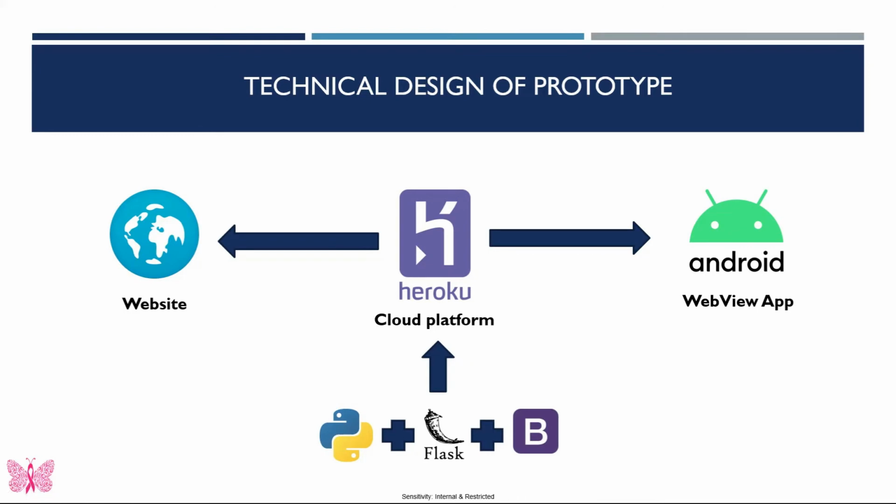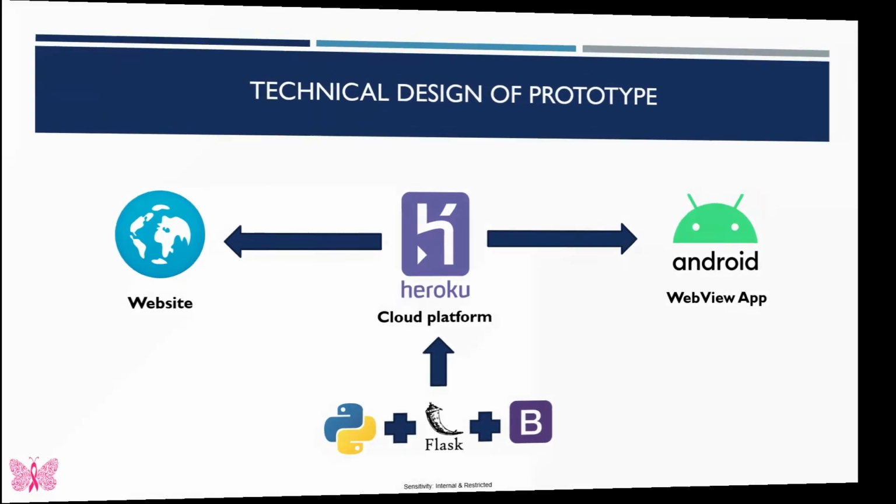Technical design of our prototype. As I already mentioned, we built our backend service in Python with the Flask framework, and the front end with Bootstrap and Jinja. Once we developed our code, we deployed it on Heroku, which is a cloud platform, and exposed a URL from Heroku for our app. Using that URL or endpoint, the user can access our website. The same URL is called in our Android WebView app too. So this is the technical design of our prototype. I am moving to the next slide.